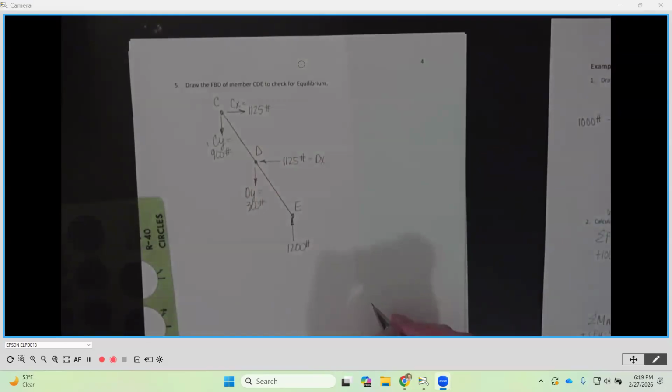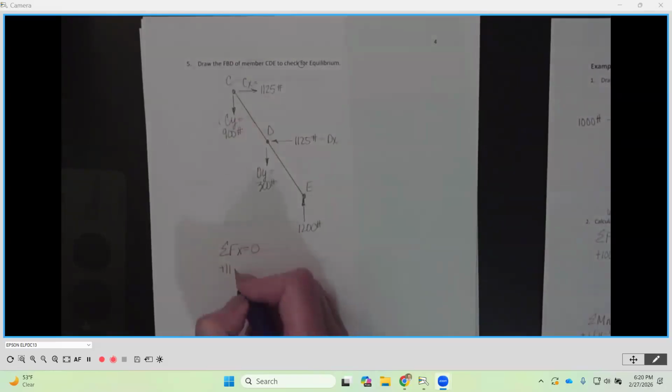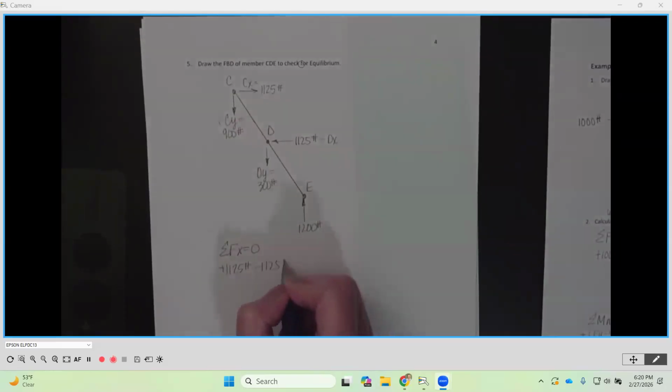Now, you'll notice that there isn't anything to solve for here. We know all these values. So when you get to your last member, just like with trusses, you should know everything. And the only check that you want to do here is that everything equals 0. So we're going to sum our forces in the X and Y and make sure that everything balances out. If I sum my forces in the X direction equal to 0 here, I have a positive 1125 and a negative 1125. Those are my only two forces in the X. They're going to be equal to 0. And sure enough, 0 equals 0.